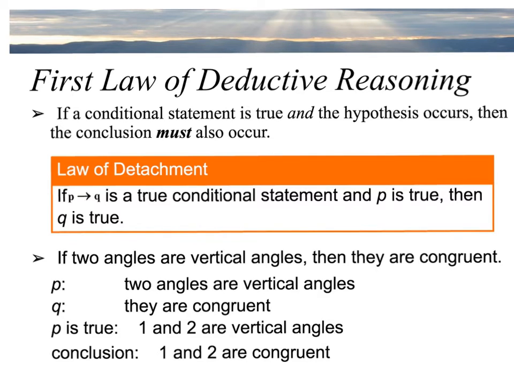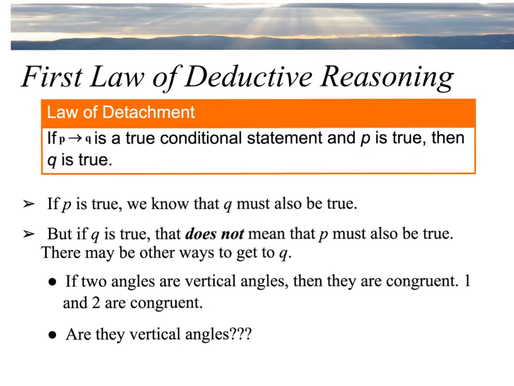But the idea is if the hypothesis is true, the conclusion must be true for the conditional statement to be true. So if we look at this example, if two angles are vertical angles, then they are congruent. So if you have two angles that are vertical angles, they must be congruent. If I tell you that angles 1 and 2 are vertical angles, and we've told you that this is a true statement here, then we can conclude that angles 1 and 2 are congruent.